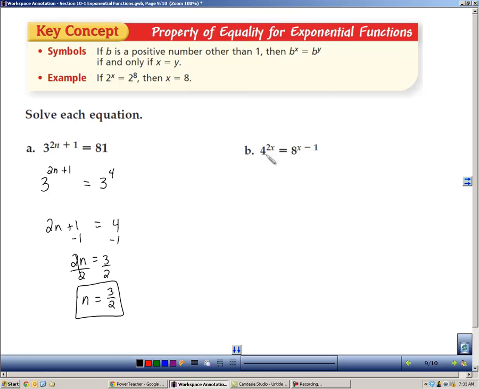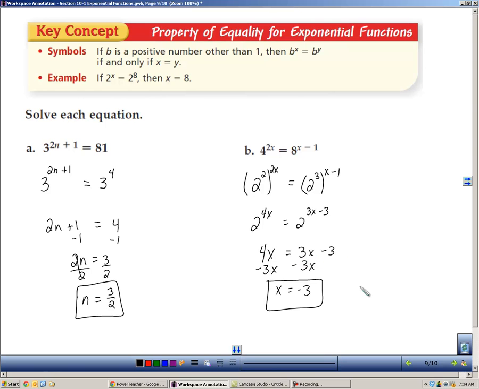So over here, I have two exponential functions, but I don't have the bases the same. I can't get the number 8 to be written like a 4, but I can get both of these numbers to get written with a 2, because 4 would be 2 squared to the 2x, and 8 would be 2 cubed to the x minus 1. Now when you take a power to a power, you multiply, so this is really 2 to the 4x equals 2 to the 3x minus 3 if I distribute the 3 to those. Now the bases are the same, and I can set these two exponents equal to each other and solve. So x equals -3.